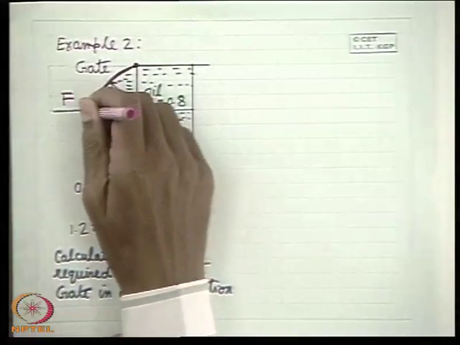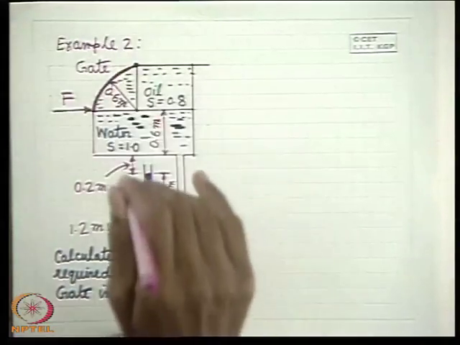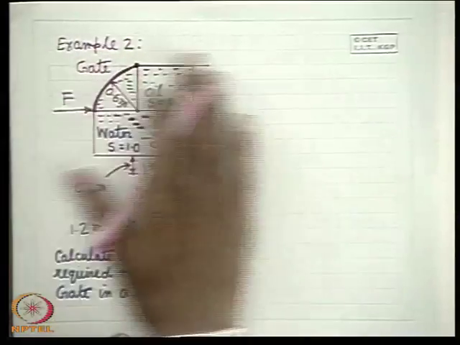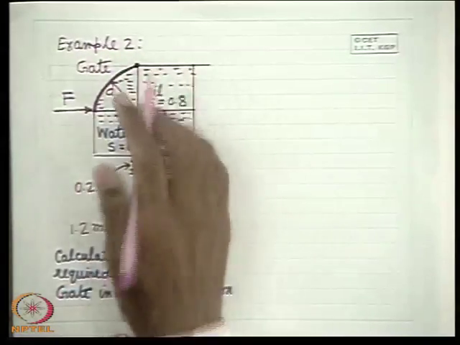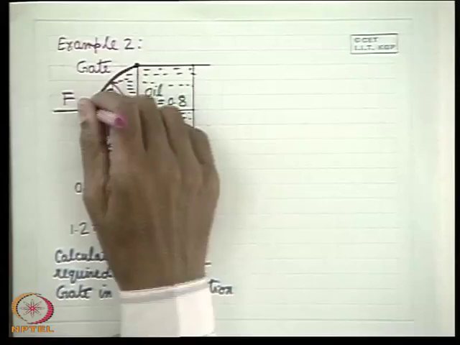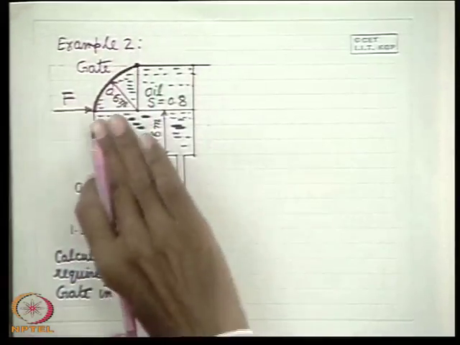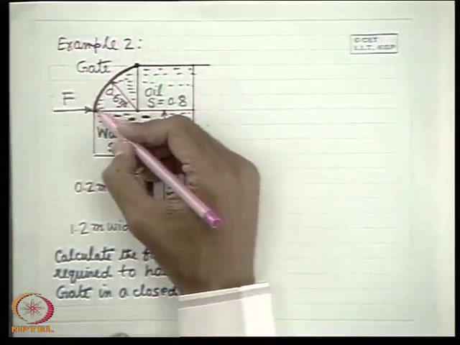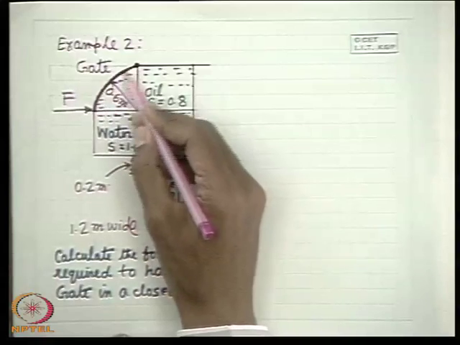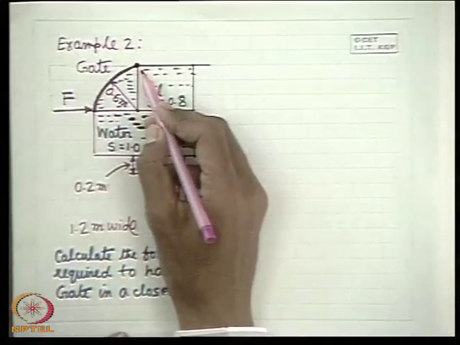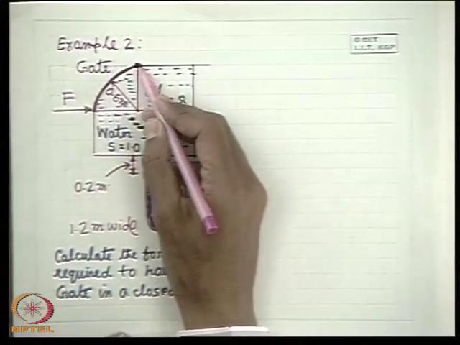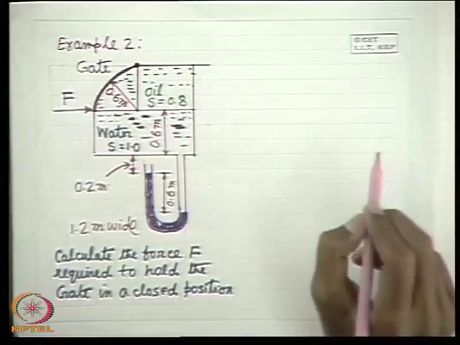That means the gate is like this. This is plane in the perpendicular direction, the plane of the oil, the plane of the gate. So in the perpendicular direction, the gate is 1.2 meter wide. That means it is a sector of a cylindrical surface, one quadrant of a cylindrical surface whose radius is 0.6 meter.